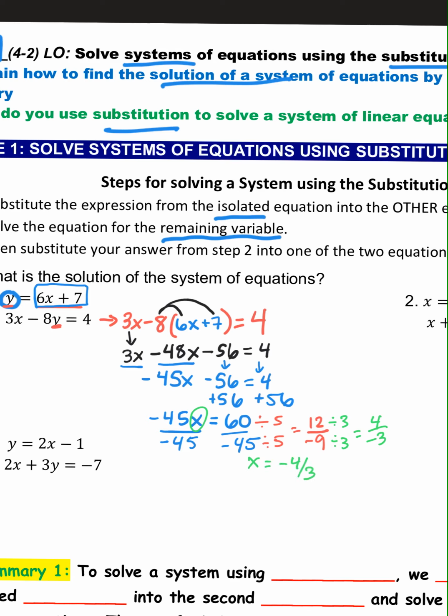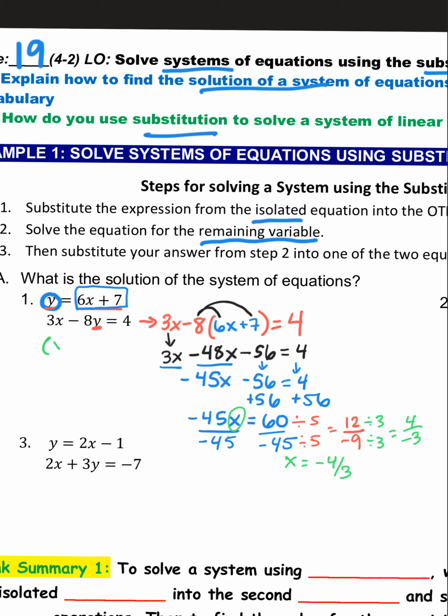Okay, that's our first answer because our answer is always an ordered pair. So our first guy in our ordered pair, remember, is x comma y. Our first number is negative 4/3.